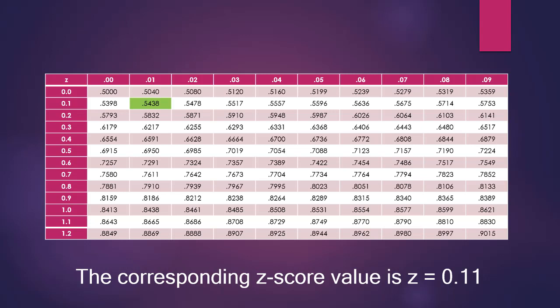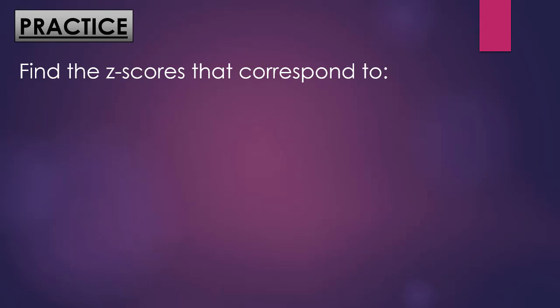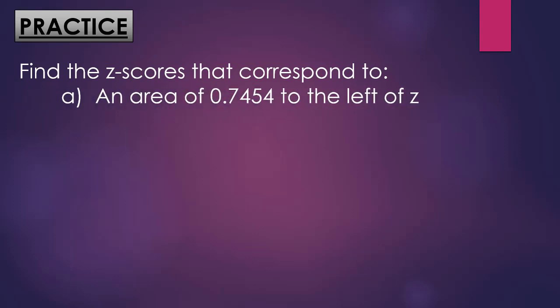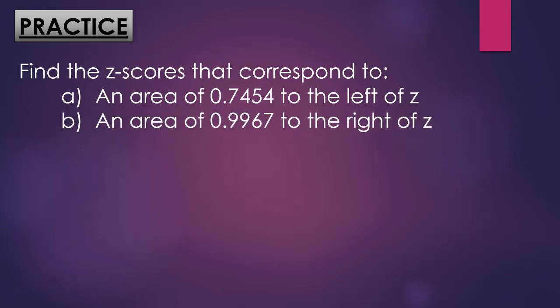Okay, so now why don't you try to do a practice problem? You're going to do both types. Find the z-scores that correspond to an area of 0.7454 to the left of z, and for the second one, an area of 0.9967 to the right of z. So pause the video while you take a look, and remember, you need that standard normal distribution table. So get that out if you haven't already gotten it out. And when you're all ready to keep going, hit the play button.